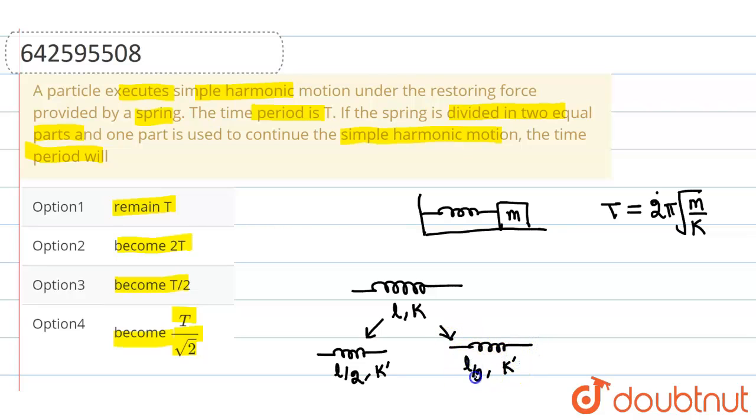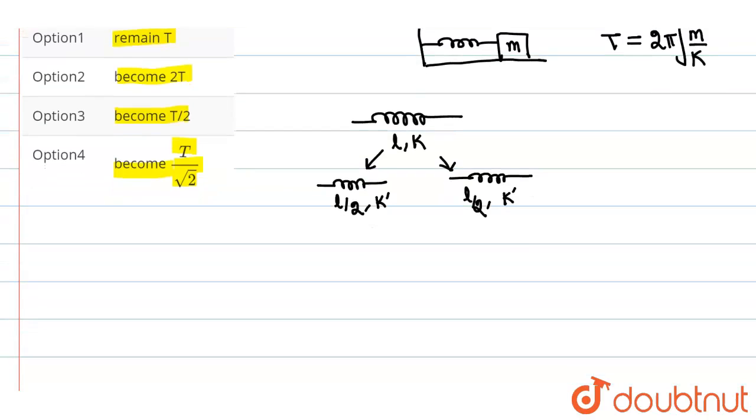Now as we know, the product of L into k, the length of the spring and its spring constant, remains constant even if we do some modifications in the spring. Hence L into k equals L by 2 into k dash. So the new spring constant becomes k dash equals 2k.